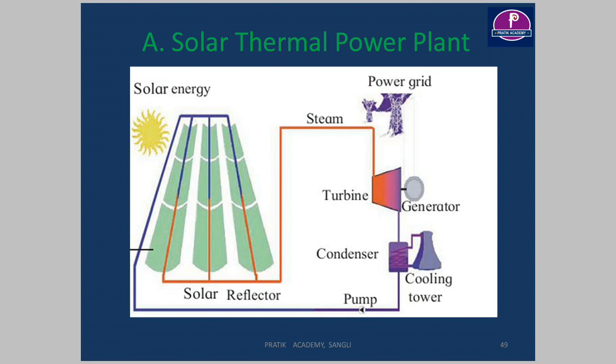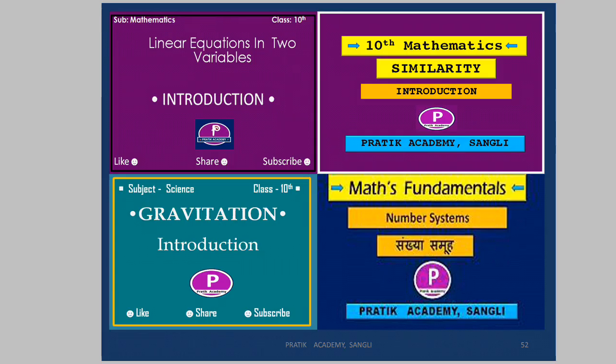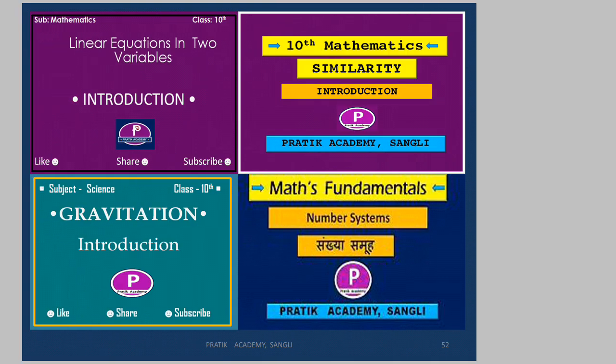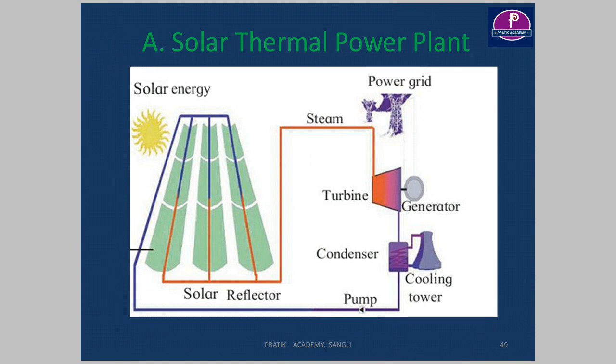In this video, we will study how solar energy is used to generate electricity. There are two ways to generate electricity. The first way is solar thermal power plant, and the second way is solar photovoltaic power plant. In this video, we will concentrate our discussion on type A, that is solar thermal power plant, and the next type, solar photovoltaic plant, we will discuss in our next video.